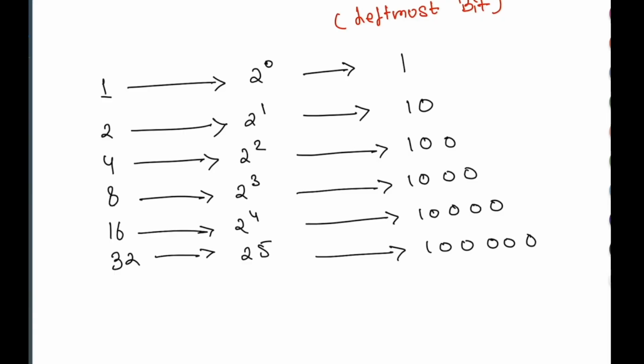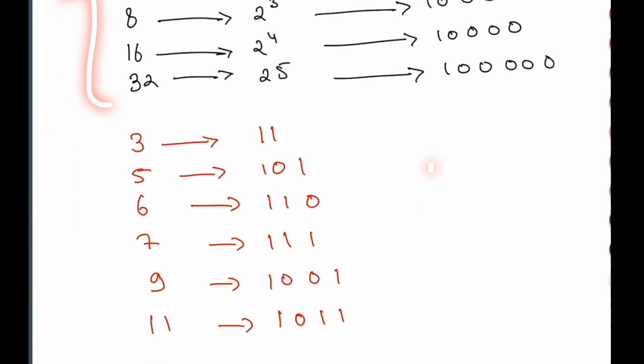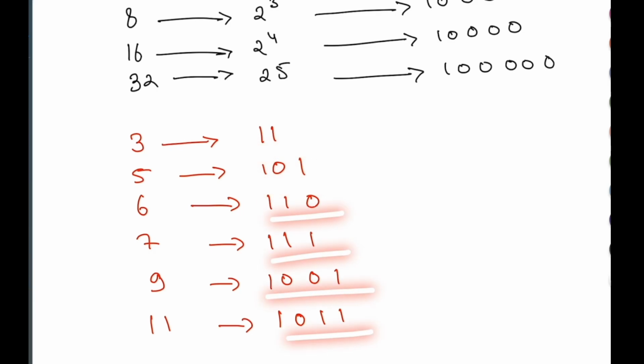Now let us see some numbers which are not exact powers of 2. These are the powers of 2. These are some numbers which are not exact powers of 2. We have 3, we have 5, 6, 7, 9, 11. All these numbers are not exact powers of 2. Here you will notice that we have at least 2 bits set. For 3 it is 1 1, for 5 it is 1 0 1, for 6 it is 1 1 0, then we have 1 1 1, then we have 1 0 0 1, 1 0 1 1.